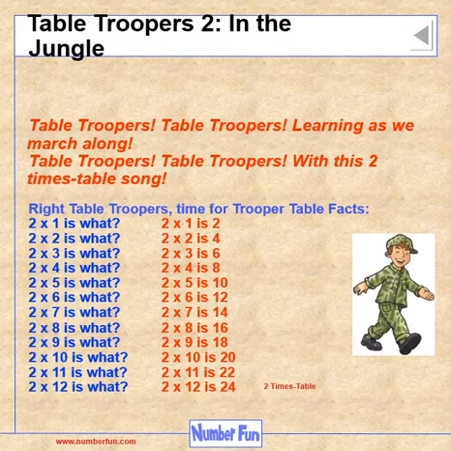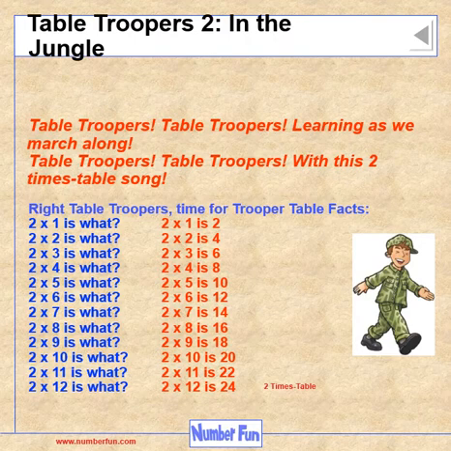2 times 1 is what? 2 times 1 is 2. 2 times 2 is what? 2 times 2 is 4. 2 times 3 is what? 2 times 3 is 6. 2 times 4 is what? 2 times 4 is 8. 2 times 5 is what? 2 times 5 is 10. 2 times 6 is what? 2 times 6 is 12. 2 times 7 is what? 2 times 7 is 40. 2 times 8 is what? 2 times 8 is 60. 2 times 9 is what? 2 times 9 is 80. 2 times 10 is what? 2 times 10 is 20. 2 times 11 is what? 2 times 11 is 22. 2 times 12 is what? 2 times 12 is 24.